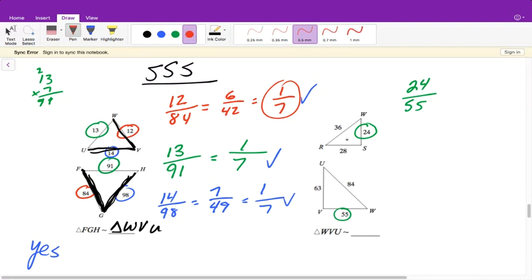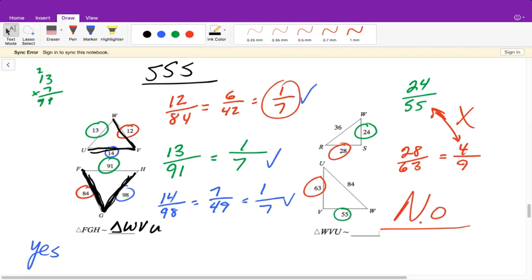So now when I go to look at these other numbers, chances are they're not going to be similar because it's impossible for me to turn 28 into 24 over 55, but let's just check. So 28 over 63. Well, I know 7 goes into 28 4 times and 7 goes into 63 9 times. Right away, I can stop. These two are not the same ratio, so I know that they're not similar. So it's not always going to work out. Some cases, it'll be no.